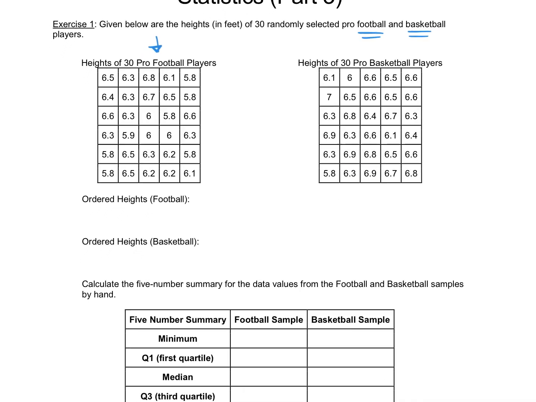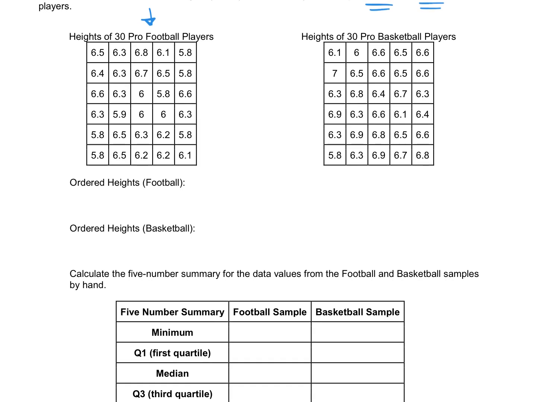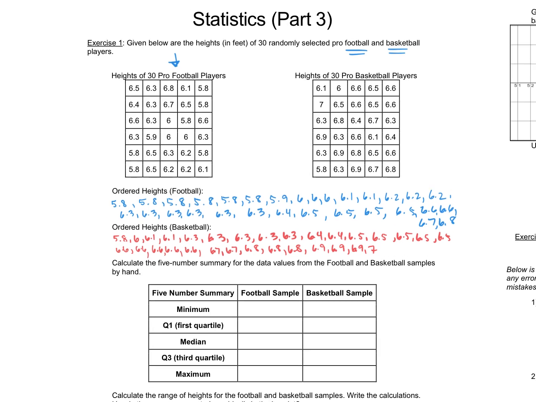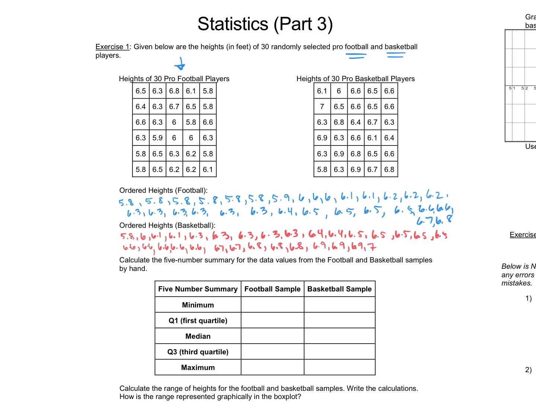And so what we want to do, it says, is first order their heights. So I'll take a couple minutes and you can order that. And then after you order the football players, then we'll order the heights of the basketball players. Okay, now that they're all ordered, we can calculate our 5-number summary. So remember, for our 5-number summary, we need to be able to find the minimum and the maximum. So those are pretty easy. We have those. So looking at our football players, we have 5.8, and that should be feet there. And then 6.8 is our maximum.